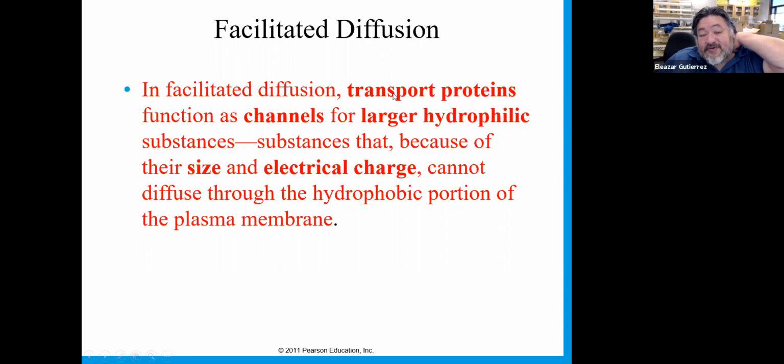Facilitated diffusion, here, let's read a third slide. This is the same thing. In facilitated diffusion, transport proteins function as channels for larger hydrophilic substances that, because of their size and electrical charge, cannot diffuse through the hydrophobic portion of the plasma membrane. So, if it's large and polar, you need facilitated diffusion. If it's large and nonpolar, not so much.